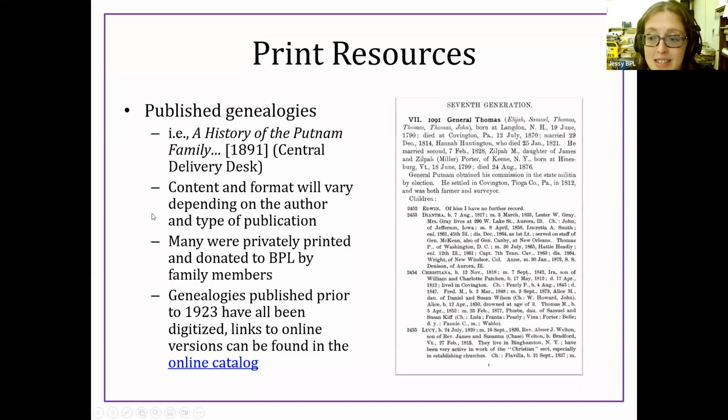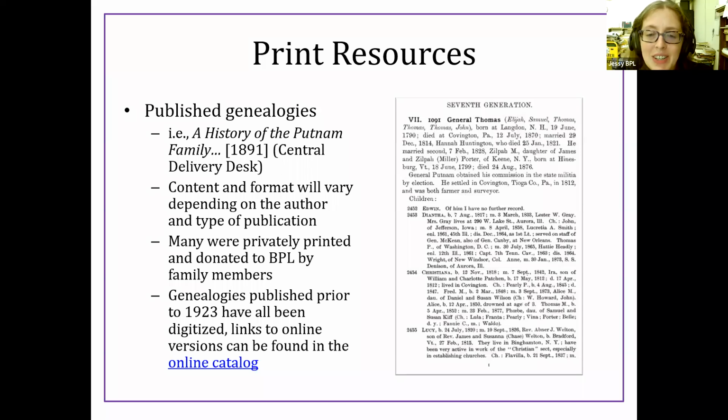Okay, so we mentioned these a little bit ago, published genealogies. The example we have here on the right is from a history of the Putnam family from 1891. These are basically what they sound like. They're genealogies that were published. Oftentimes they were written by members of the family, so it's going to vary.